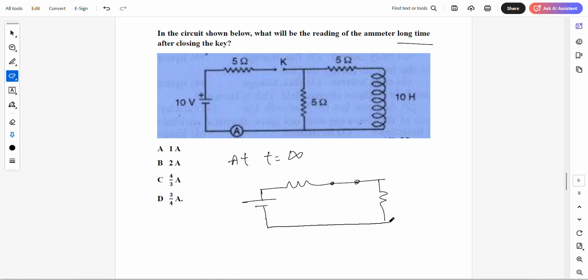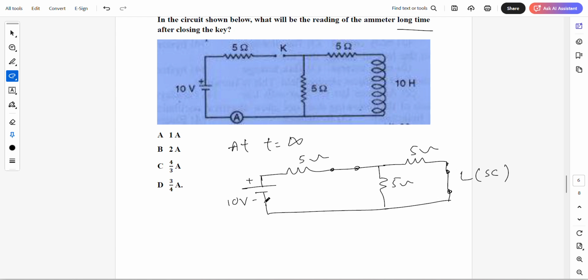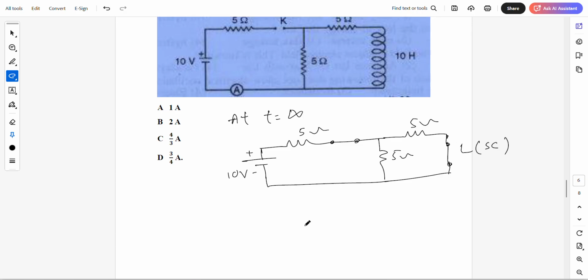The inductor behaves like a what? Short circuit. At t is equal to infinity, L behaves like a short circuit. This is 5 ohm, this is 5 ohm, and this is 5 ohm, and this is plus minus 10 volts. This is 5 in parallel with 5, which is 2.5 ohm.